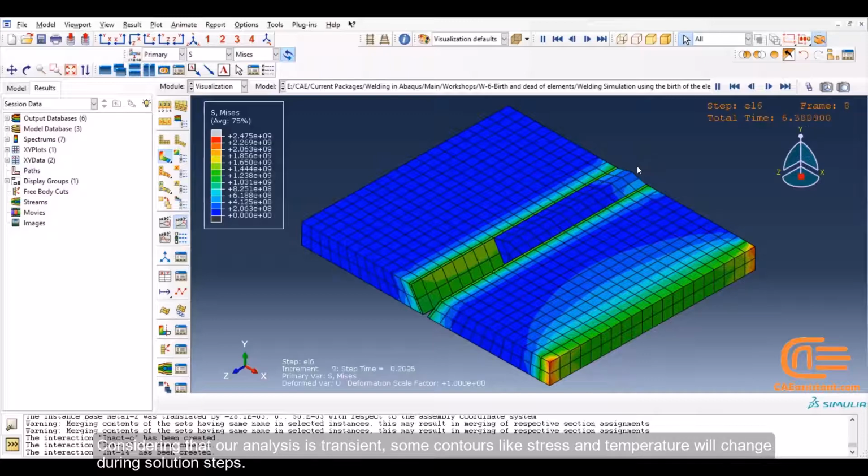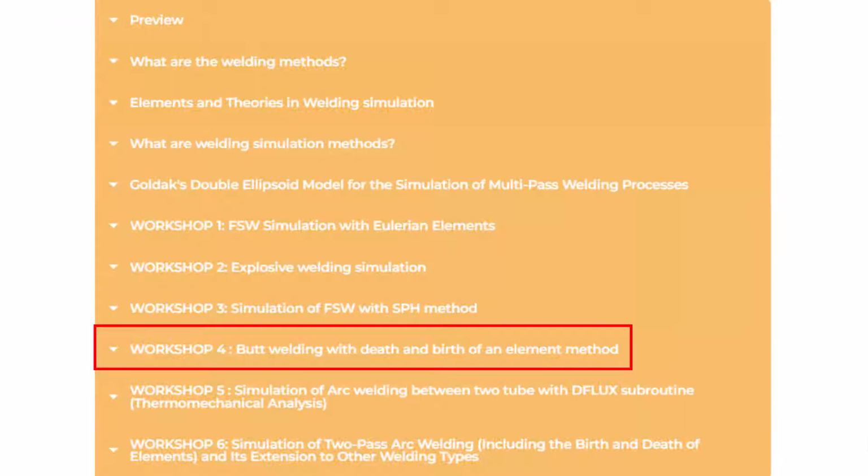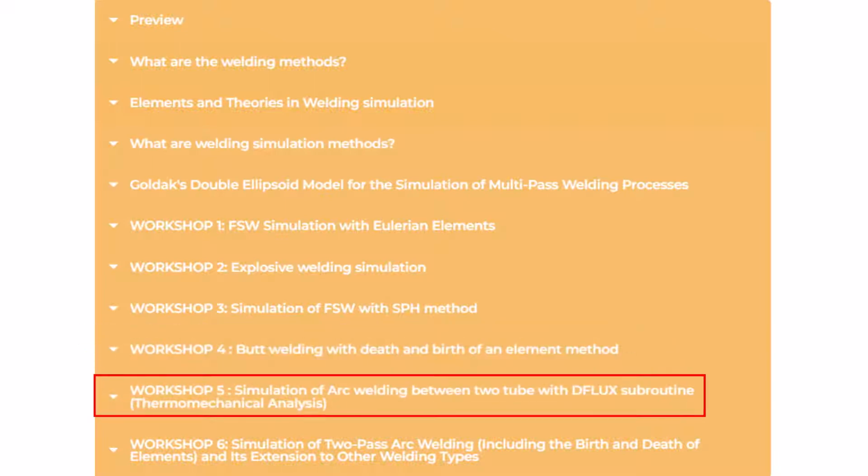Considering that our analysis is transient, some contours like stress and temperature will change during solution steps. This was a brief overview of Workshop 4, and more details can be found in the following videos in the playlist, as well as in the suggested package. Now, let's explore Workshop 5.